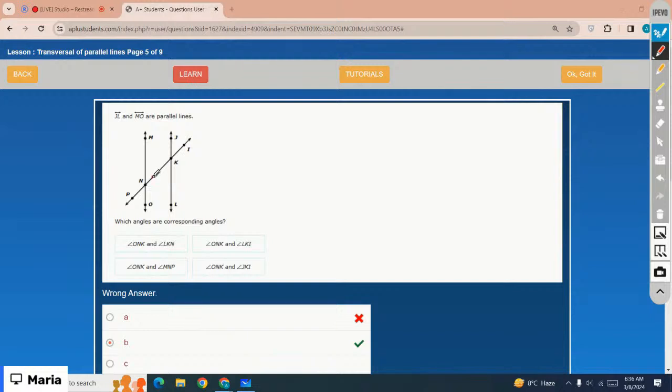ONK and LKI are the corresponding angles.